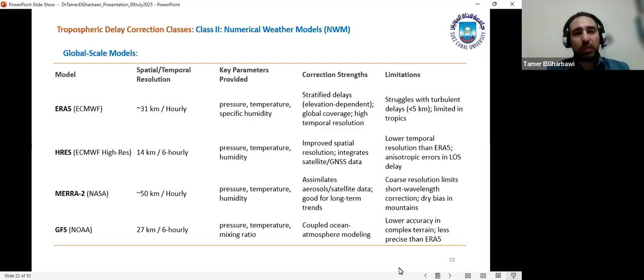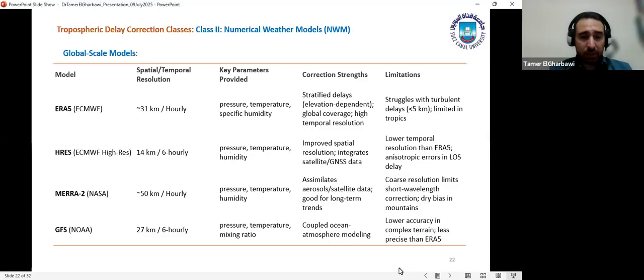So this is a list of the global scale models. One of the most famous is the ERA5 model. It is an update of ERA-Interim. It is temporally updated every hour, so it's very good for capturing the temporal change of the atmosphere because it has an hourly update. However, the spatial resolution is nearly 31 kilometers. For the HRES, which is the high resolution, it's updated every 6 hours, but the spatial resolution is nearly 14 kilometers. HRES is the model used by GACOS, and ERA5 is the model used by APS.